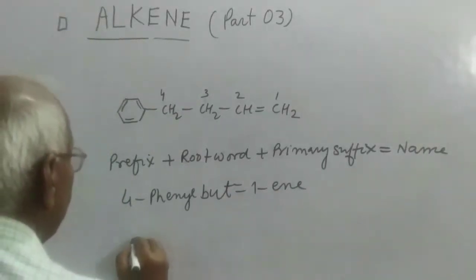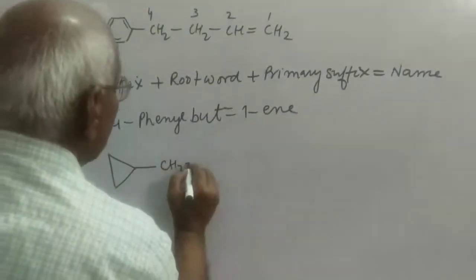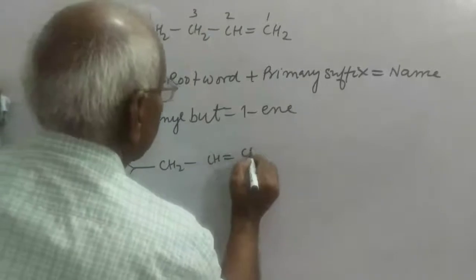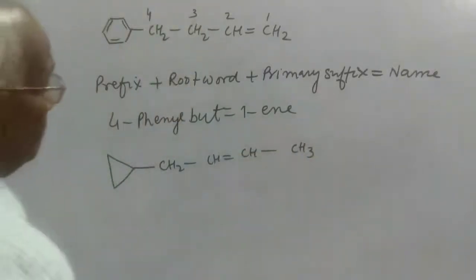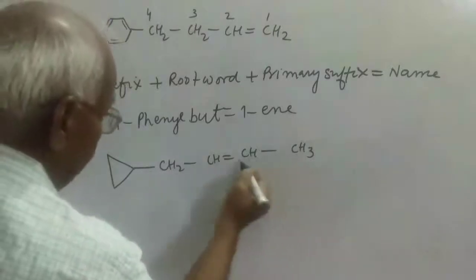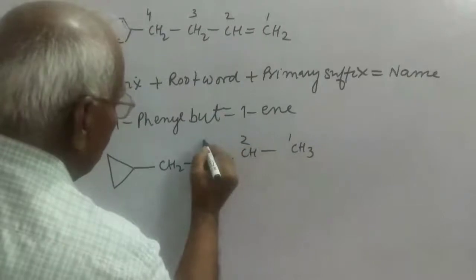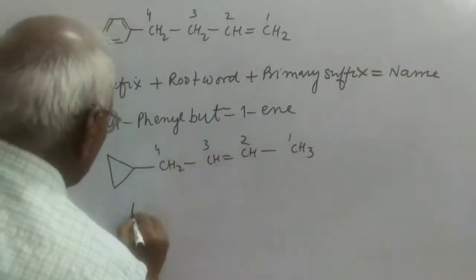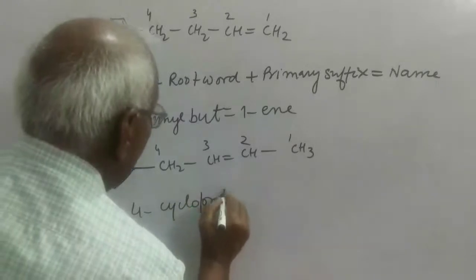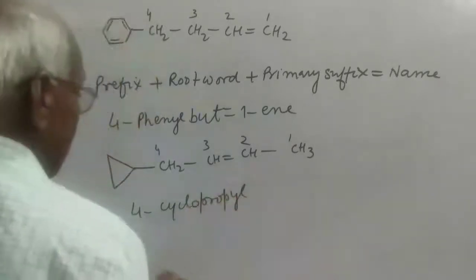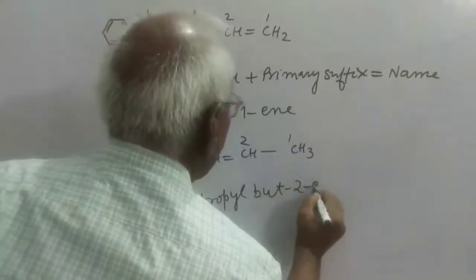If it is CH2, CH, CH3, like that, numbering can be given from this side or from this side. Both are the same distances. 1, 2, 3, 4. So 4-cyclopropyl. Root word is but-2-ene.